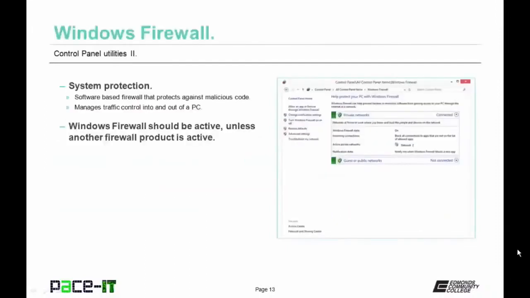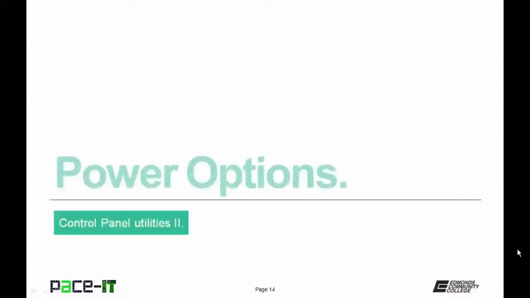Now let's briefly discuss Windows Firewall. It is a utility for system protection. It's a software-based firewall that protects against malicious code. It controls traffic into and out of a PC. Windows Firewall should be active unless another firewall product is present and active.